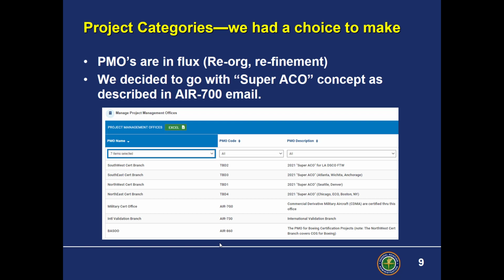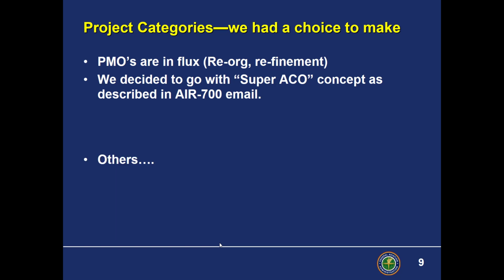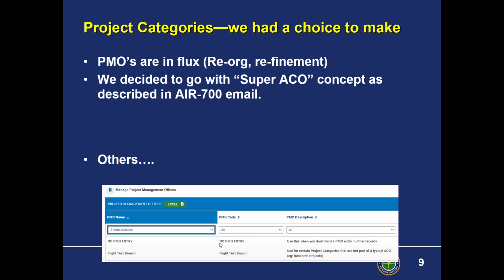We can change this. It'll be fairly painful, but we're sort of hoping that it stays this way, particularly as we build more and more work and more records in the database. There are some others, by the way. There's a no entry, a no PMO entry, just to use if there's some reason we haven't thought of. And then the flight test branch actually has its own PMO. Not that anybody's going to apply to us for a certificate, but we might get involved in things like research projects or other types of work. And so that's the catch-all there.